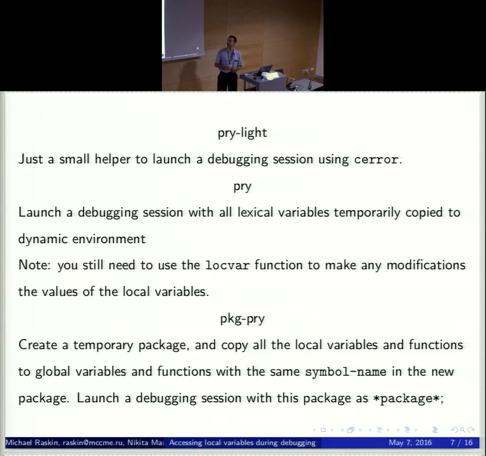Pry looks at all the lexical variables and temporarily copies them to the dynamic environment. It uses progv around the invocation of the debugging console so that we have these dynamic variables, but they have dynamic extent only of the running debugging console. As soon as you leave the debugging console, the dynamic variables disappear, so you don't have the special status interfering with the normal continued execution of your program.